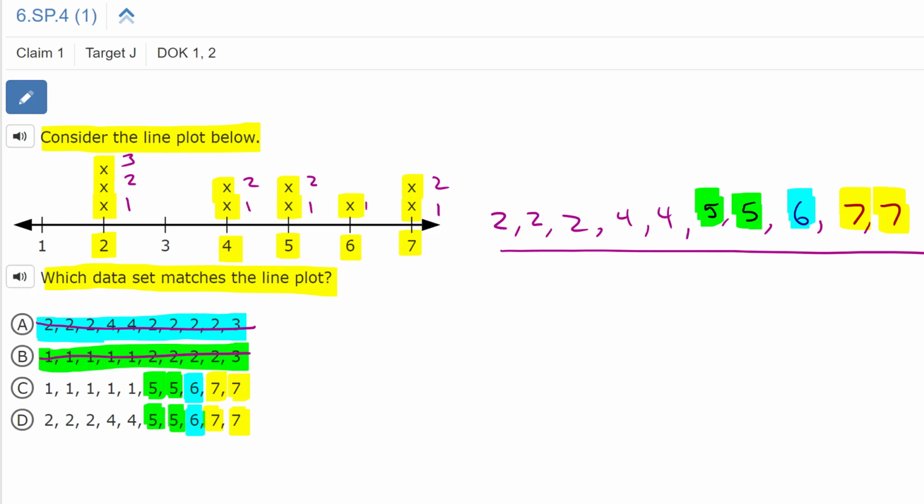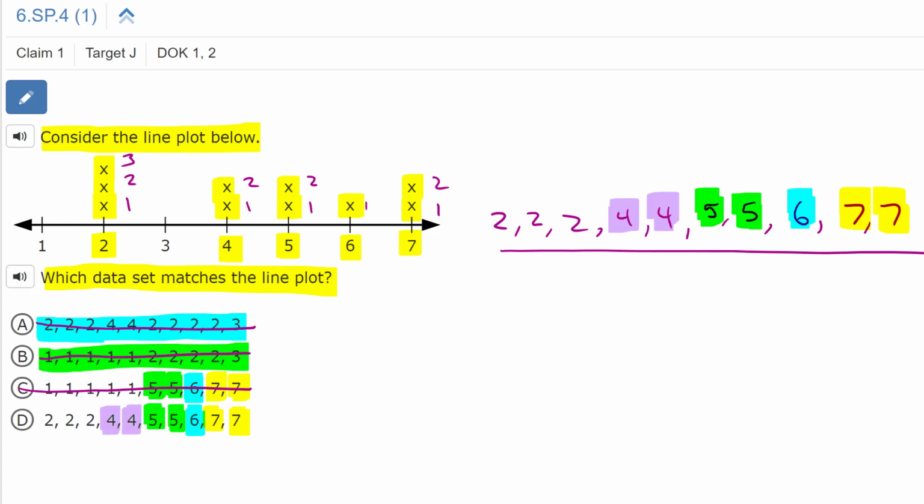So now let's focus on 4s. Here there are 2 4s. In data set C, there's only 1, so there are no 2 4s here. So data set C does not work because it doesn't contain 2 4s. I was looking for 2 4s. In data set D, there are 2 4s.